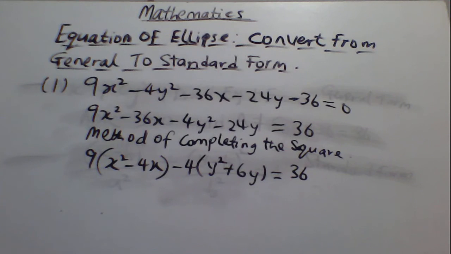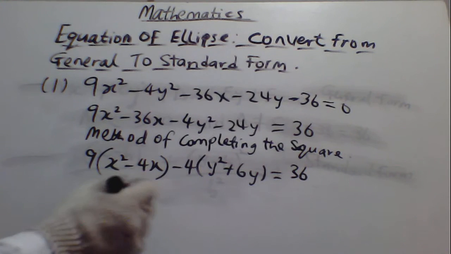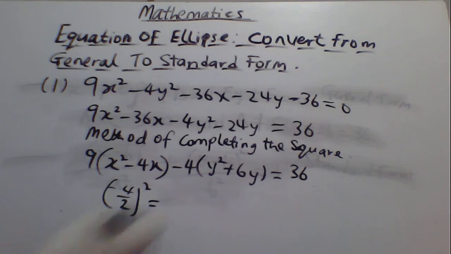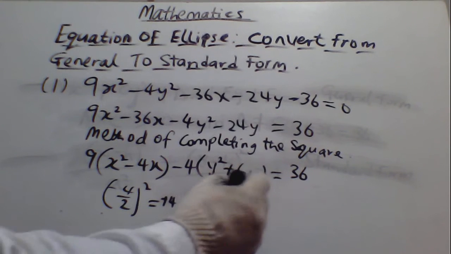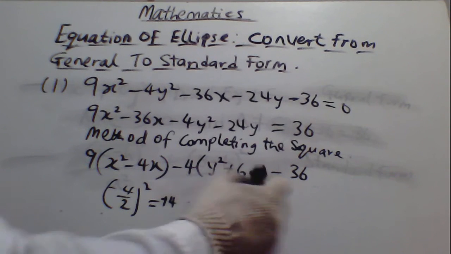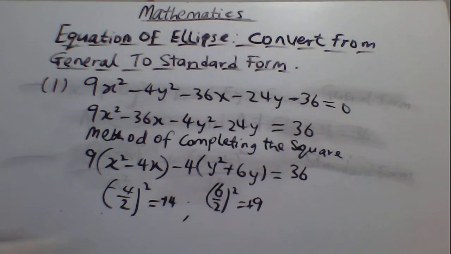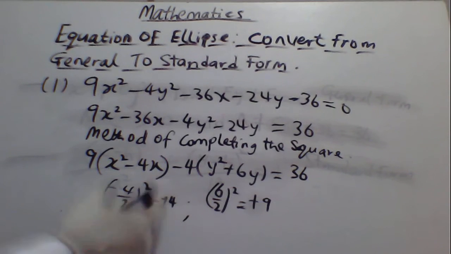At this step, you can now use the method of completing the square. To complete this square, we have minus 4 divided by 2, squared, which gives us plus 4. And here we have 6 over 2, squared: 3 squared gives us 9. I hope you are following how to complete a square. You have done that before. Plus 9, and this is plus 4.